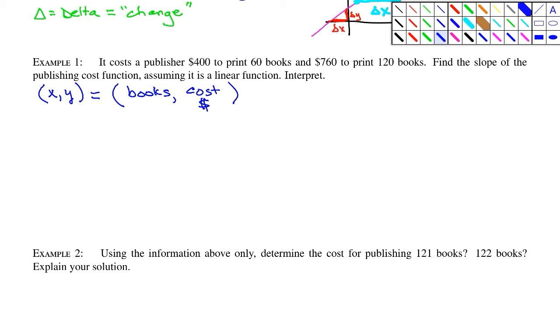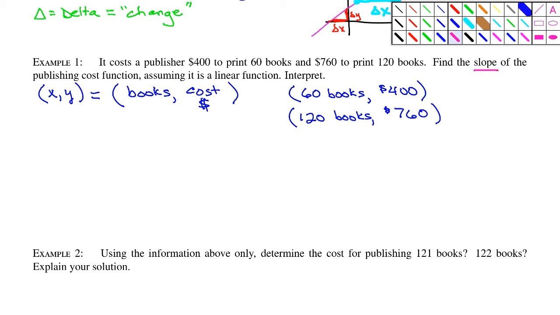So the 2 points that are given to us in this problem are 60 books, comma, $400, and 120 books, and $760. And now we want to find the slope for this publishing cost function and then interpret what that means. So I'm going to use our formula. m is equal to delta y over delta x.